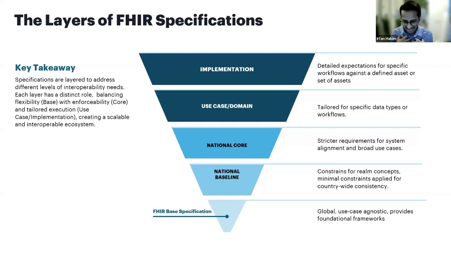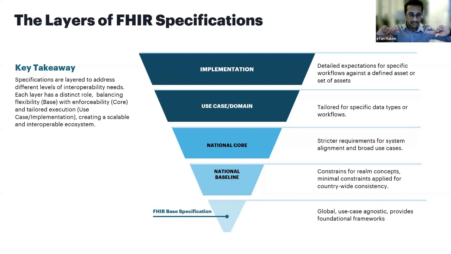Some of the constraints can be certain patient health safety regulations that need to be focused on when it comes to patient information exchange, something like that. Those levels of constraints are put and focused on at the national baseline level.